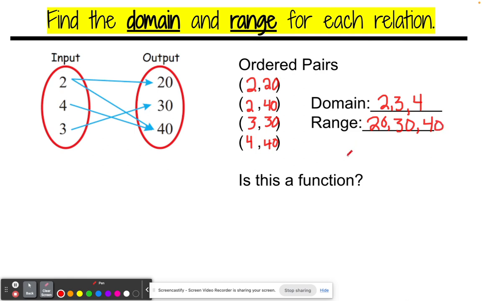Is this a function? No, it's not. And you know it's not because my 2 goes to a 20 and also goes to a 40. Remember, that's like having one person having two different birthdays. That doesn't work. The 2 having a 40 and 4 having a 40 is okay. You can have different people having the same birthday, if you remember that. But I can't have one person having two different birthdays. So x values can't repeat. So this is not a function.